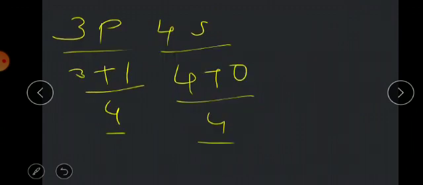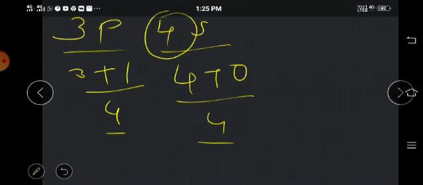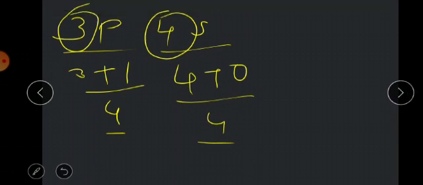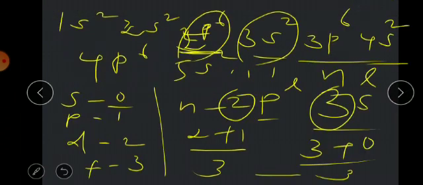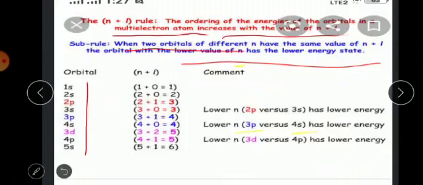If the n plus l value is the same, we have to see the n value now. The 3 is the lesser value than the 4. That is why, while writing the configuration, we write 3p first, then 4s. This is the second rule, the n plus l rule.